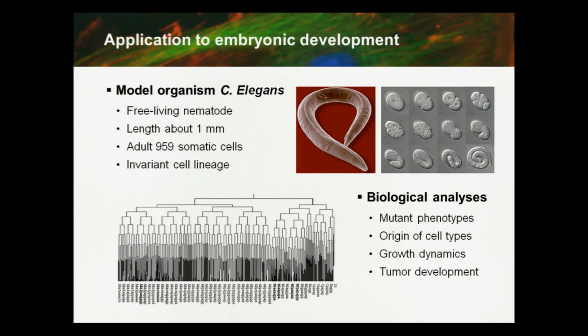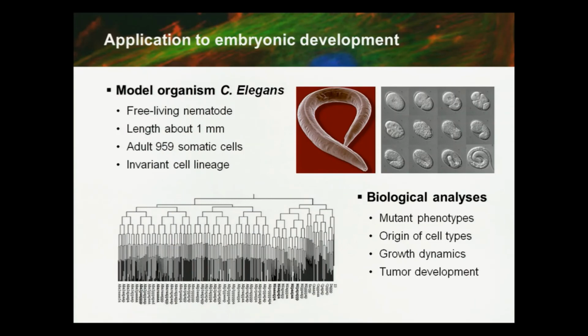And then when you make all kinds of mutations and you want to study the effects, you just image this creature for long enough and then automatically segment and track all the cells to build this lineage tree and compare them with the atlas and see what happened.